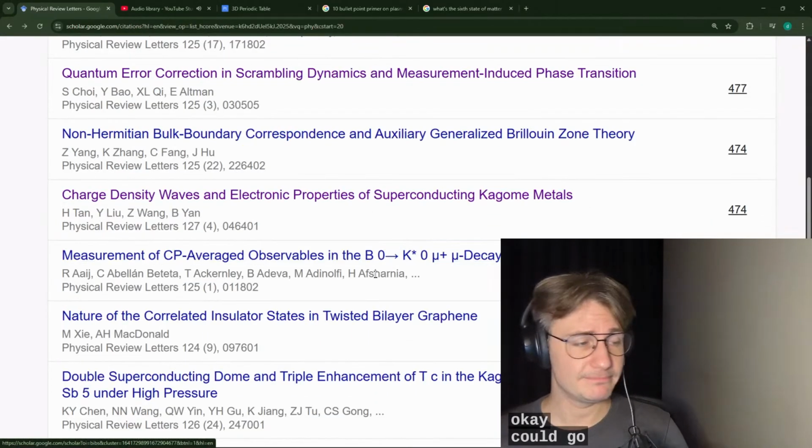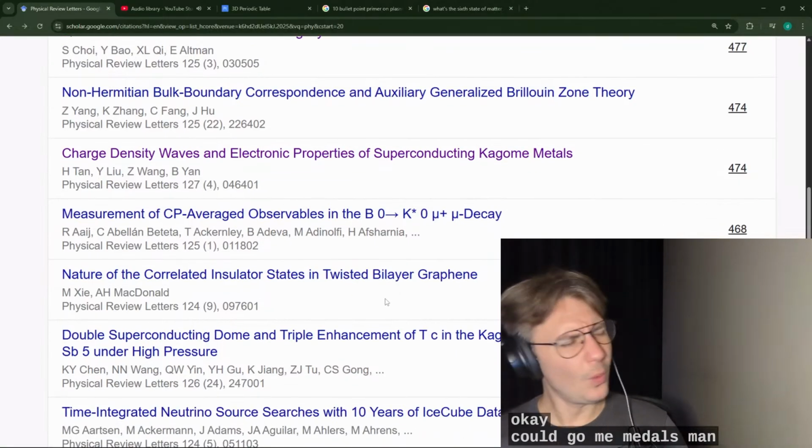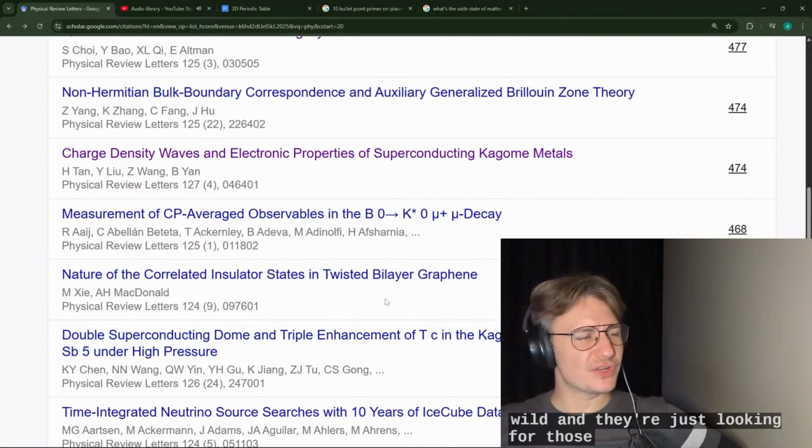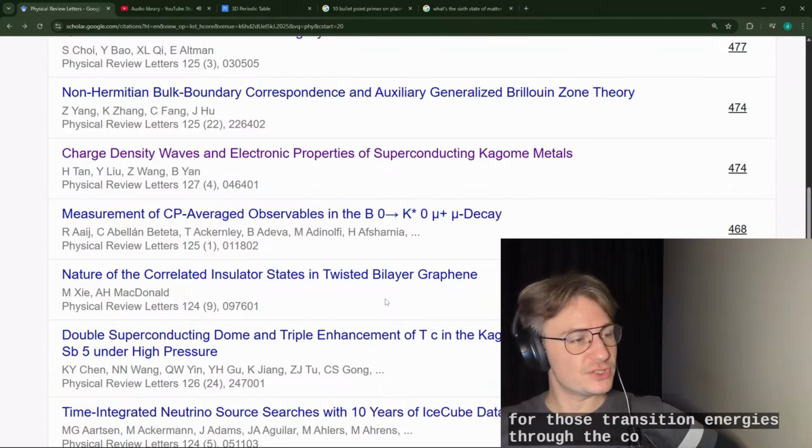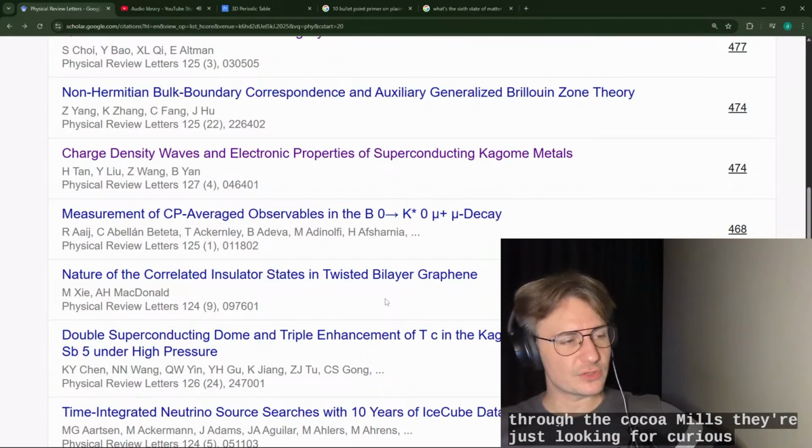Kagome metals, man. Wild. And they're just looking for those transition energies through the Kagome metals. They're just looking for curious electric behavior.